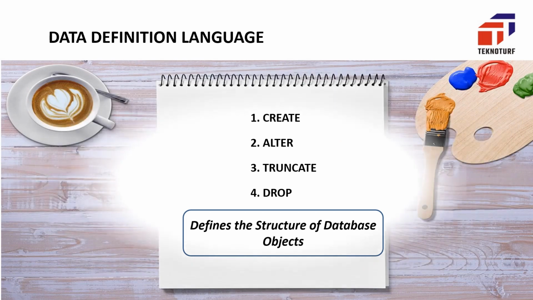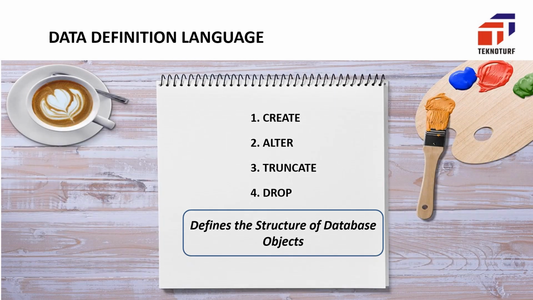Data definition language defines the structure of database objects. There are 4 different types of statements. Create, to create new database objects. Alter, to modify an existing structure of the DB objects. Truncate, to remove all data from DB objects. Drop, to remove the DB objects from the database.